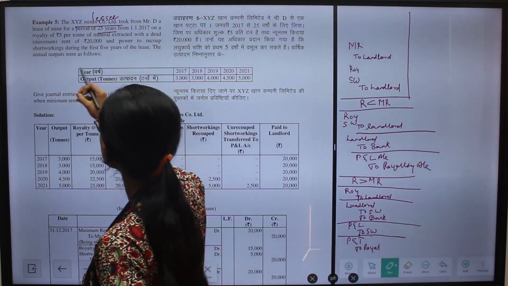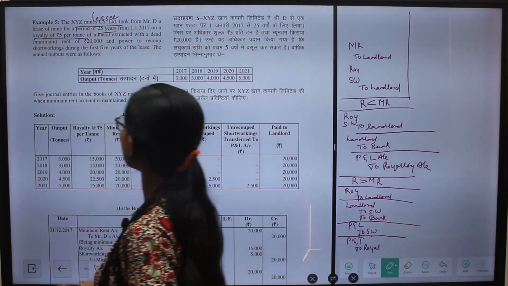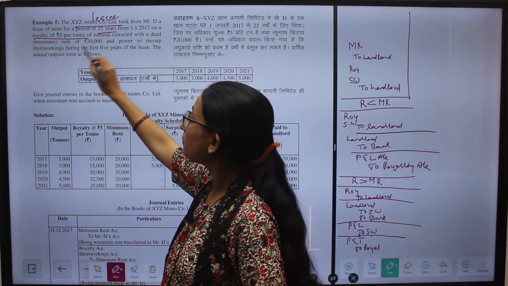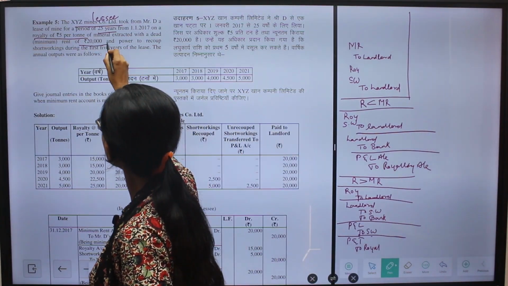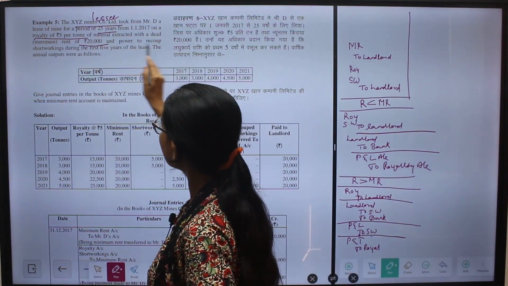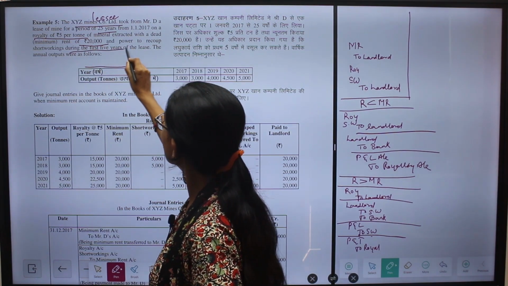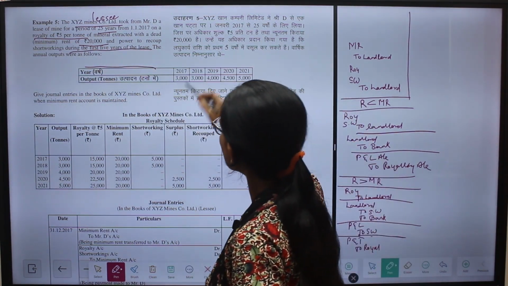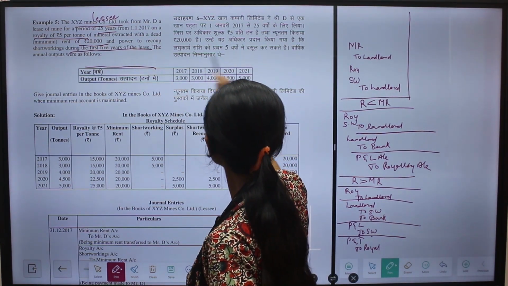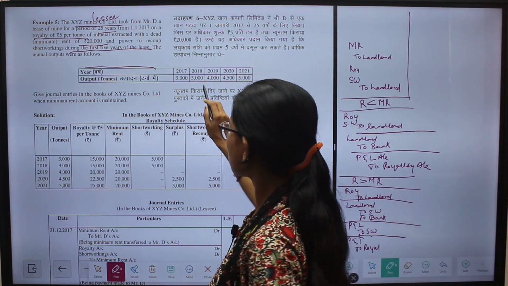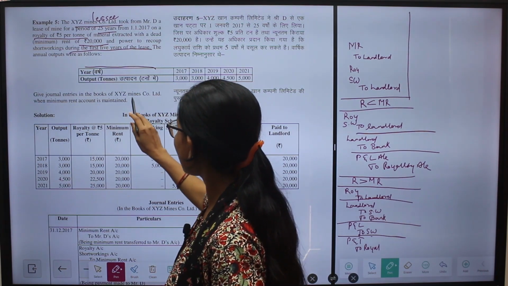The royalty per ton decided is rupees 5 per ton, and the dead rent, or the minimum rent, or the fixed rent decided between the parties is rupees 20,000 per year. The power of recoupment of short working is during the first 5 years of the lease, 2017 to 2021, and the output produced. Now we have been told to give the journal entry in the book of XYZ.